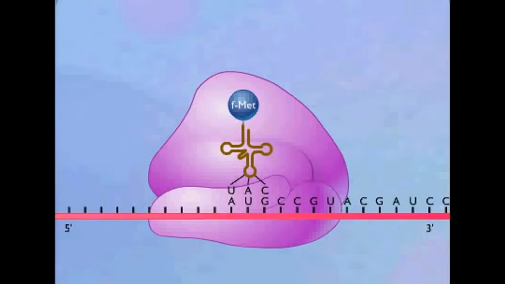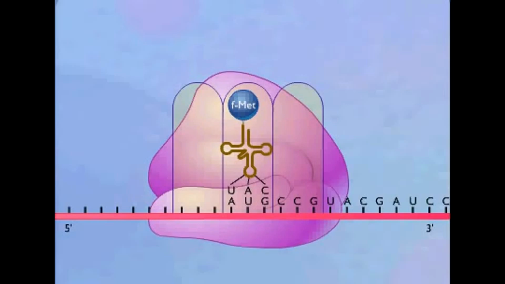The 70S ribosome has 2 sites to which transfer RNA-carrying amino acids can bind. One is called the peptidyl, or P site, and the other is called the acceptor, or A site. There is also a third site called the exit, or E site, where transfer RNAs are released.